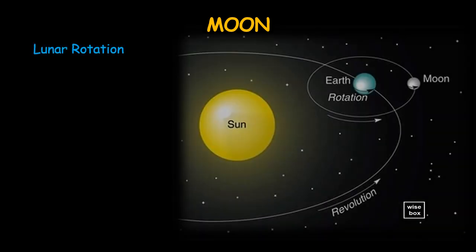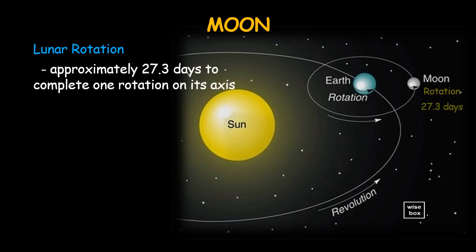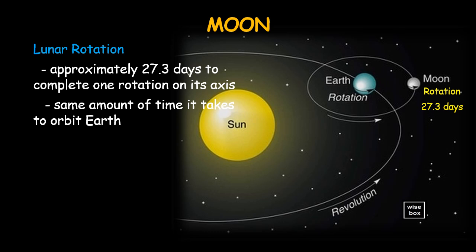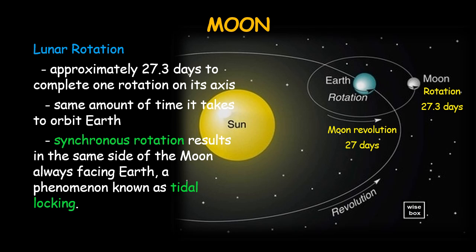The Moon's rotation is a fascinating aspect of its dynamics and relationship with Earth. It takes the Moon approximately 27.3 days to complete one rotation on its axis, which is the same amount of time it takes to orbit Earth. This synchronous rotation results in the same side of the Moon always facing Earth, a phenomenon known as tidal locking. This occurs because of the gravitational interactions between Earth and the Moon. This means we always see the near side of the Moon, while the far side remains hidden from view.